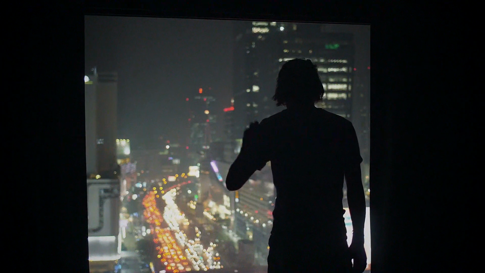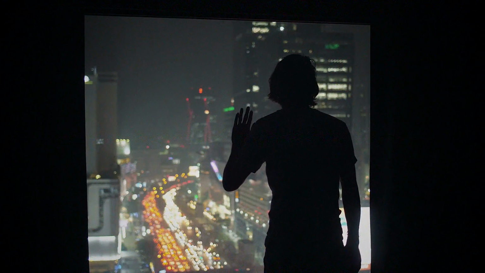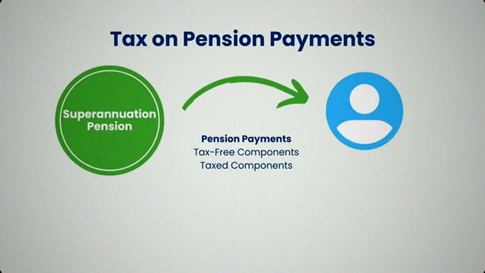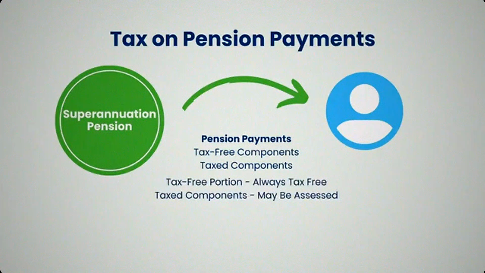And while that money sits in your fund in the accumulation phase, the phase it stays in while you are working and building your retirement savings, the investment earnings are also taxed at up to 15%. So during your working life, your super is taxed twice. Once on the way in, once on the growth.